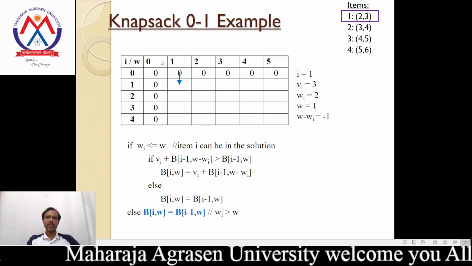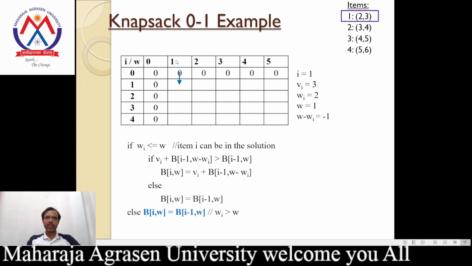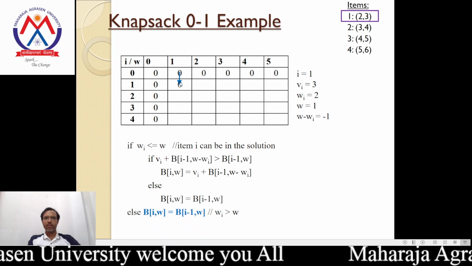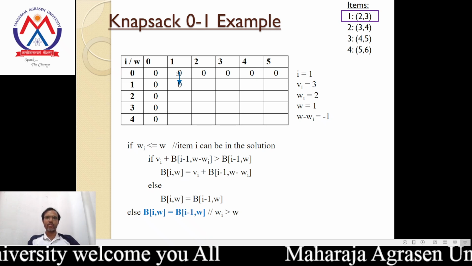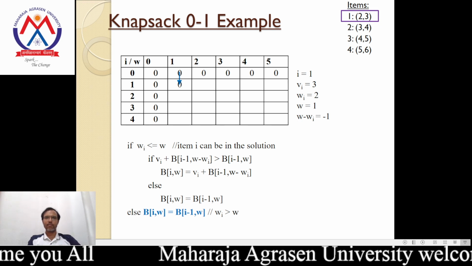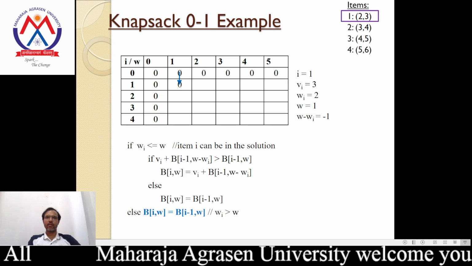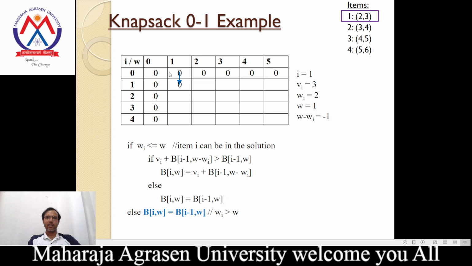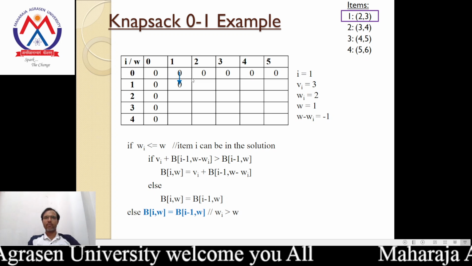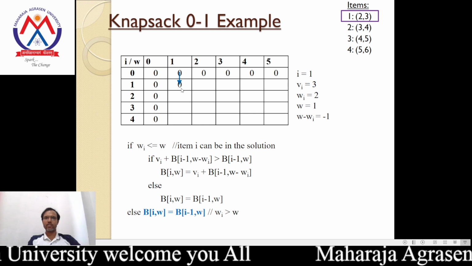In the first case, we have not selected the first item. What is the profit of that one? Because we haven't selected the first number, the weight of the first item will be 2. That's why the profit will be the same as the previous cell. These are the first row. The first row values will be the same. That's why the 0 will be the same.